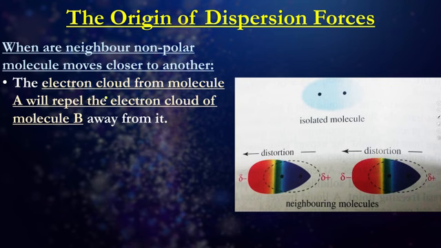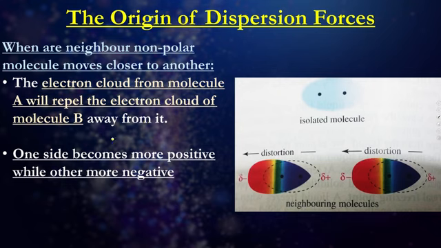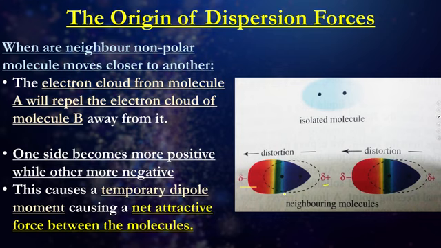So this is just a little summary. The electron cloud from molecule A will repel the electron cloud from molecule B. So that's what you're seeing here. One side becomes more positive, one side becomes more negative. This causes a temporary dipole moment with the other molecule as well, causing electrostatic attraction. So this is electrostatic attraction here as well.